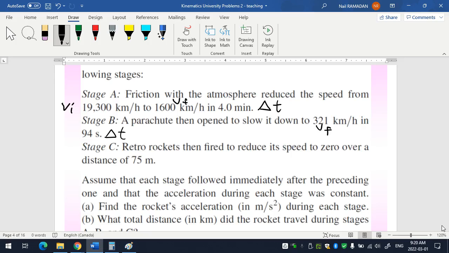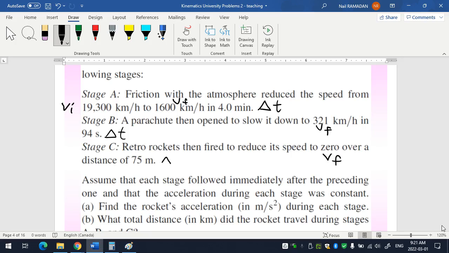Okay, stage C. Does anyone know what retro rockets are? I know if you watch space movies or The Martian and so on. What's the retro? Exactly. They are rockets, but instead of propelling you forward, they push you back. Retro means back. They fire to reduce the speed to what? What is this, zero again? It's VF for the final stage.